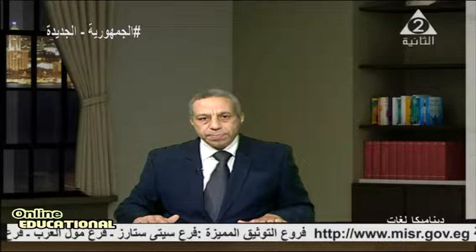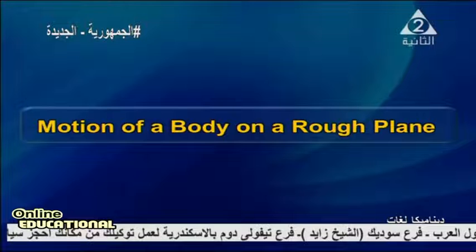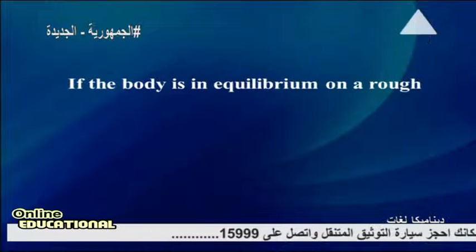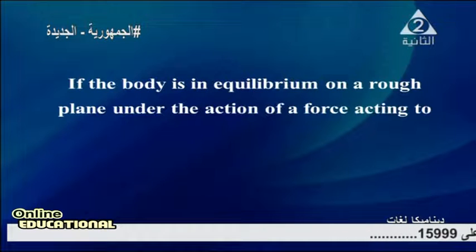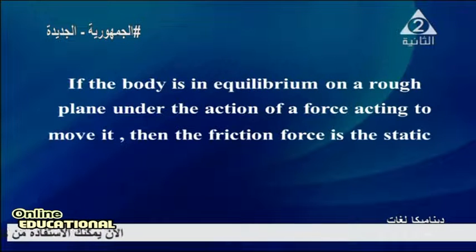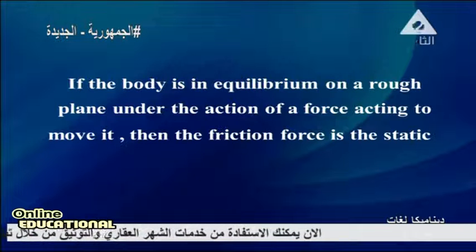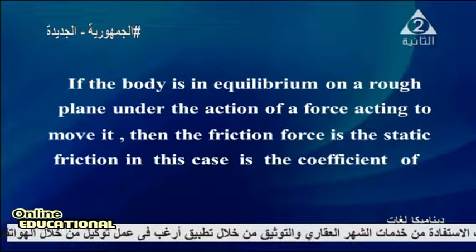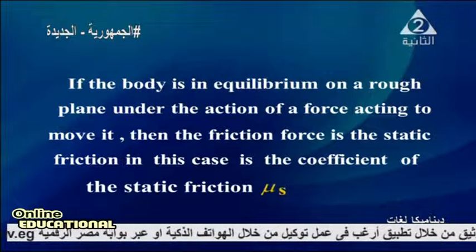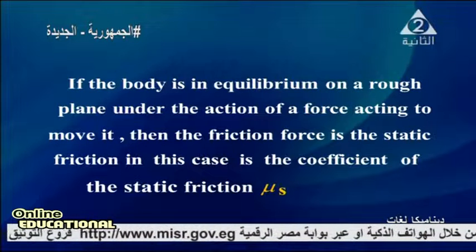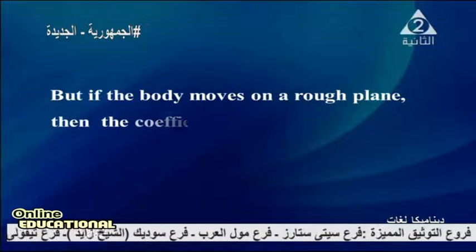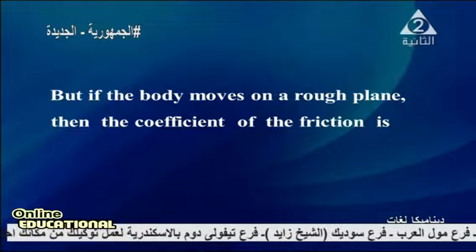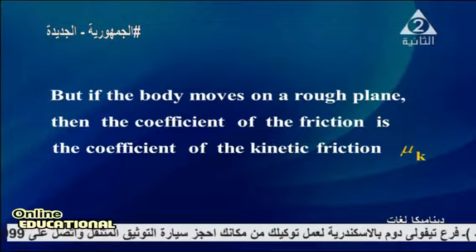Today we have dynamics. Our lesson today is motion of a body on a rough plane. If the body is in equilibrium on a rough plane under the action of a force acting to move it, then the friction force is the static friction in this case, and the coefficient of the static friction is denoted by mu s. But if the body moves on a rough plane, then the coefficient of friction is the coefficient of kinetic friction, mu k.